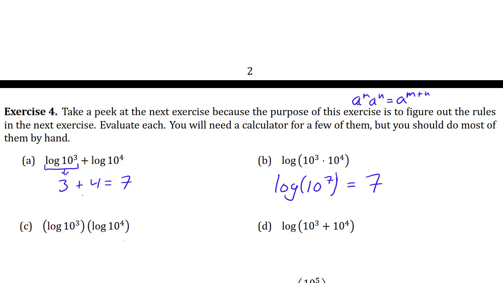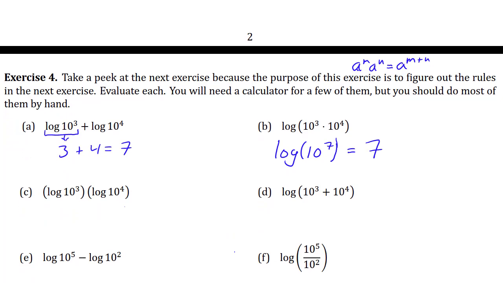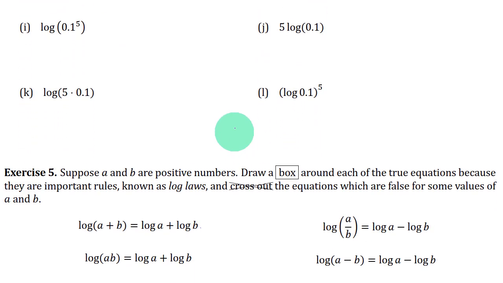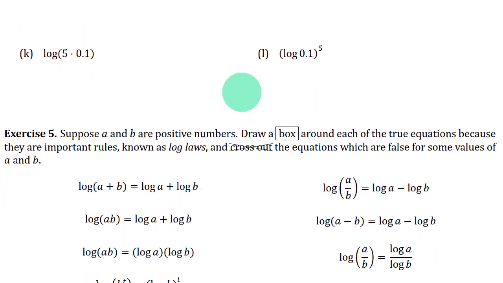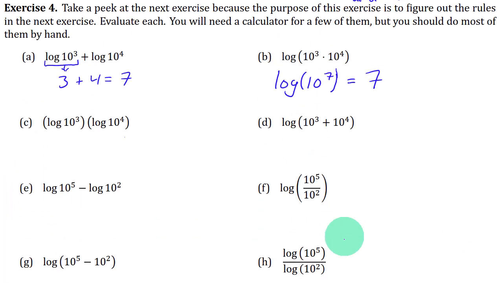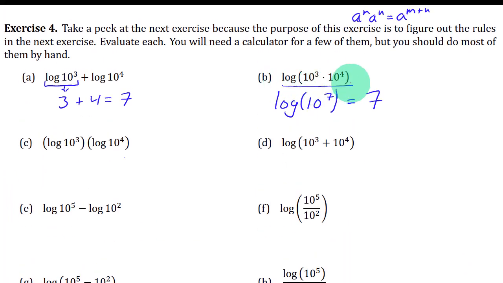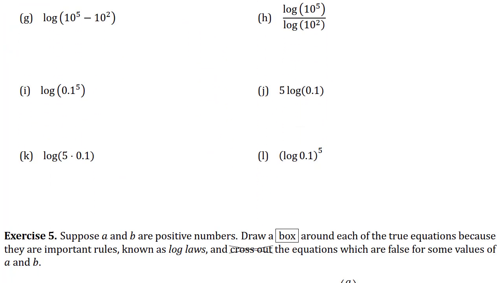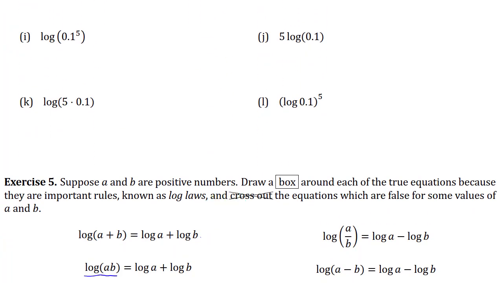So let's look at, is there one of these rules that says that those would be the same thing? It looks like, oh yeah, if you multiply inside the exponent, that log of AB looks like what we're doing here. And the log of A plus B is what we did for the first one here. So we're going to draw a box around this rule.